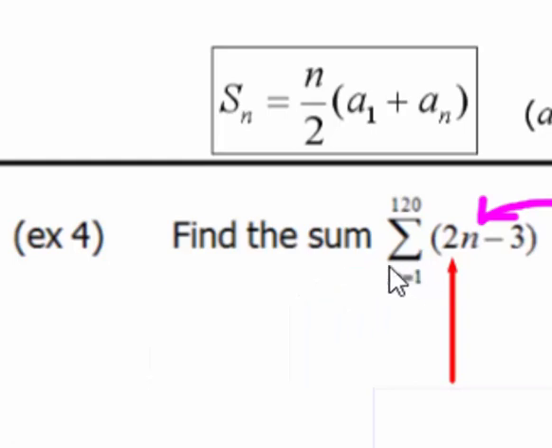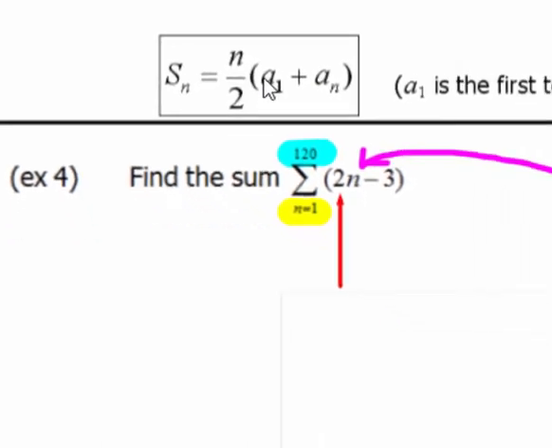And it always tells you where to start. The bottom is where to start. So in this case, n equals 1. We're going to start there. And then the top is where you're going to end. So we're going to stop at 120. Okay, and we're going to keep on plugging in. So just like the last one, we don't want to have to keep plugging in. So we'll set up an equation.